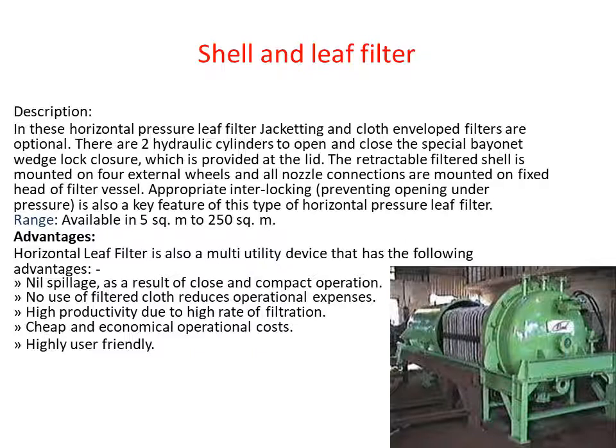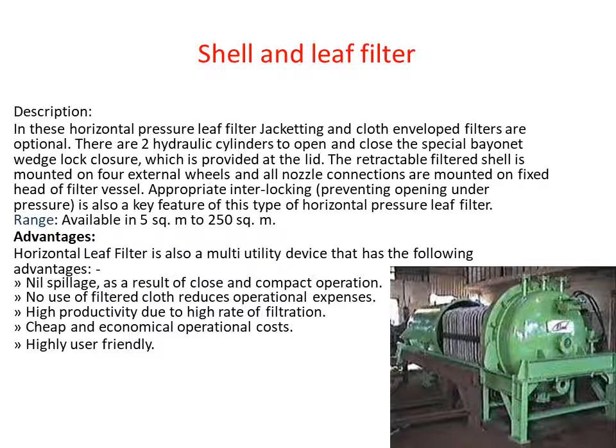Cell and leaf filter. Description of cell and leaf filter. In this horizontal pressure leaf filter, jacketing and cloth envelope filters are optional. There are two hydraulic cylinders to open and close the special buoyant wedge lock closer, which is provided in the lid.